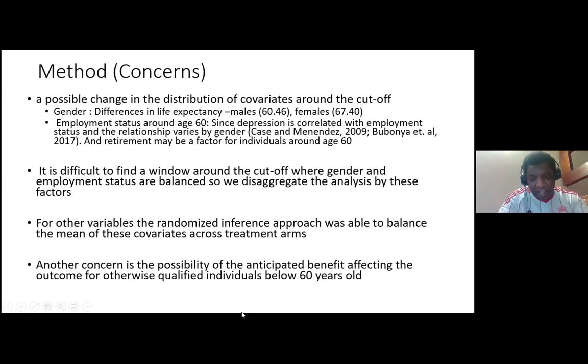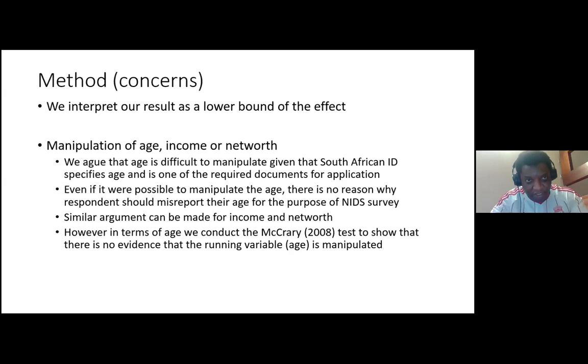I've mentioned this earlier. We interpret our estimate as a lower bound of the effect estimate, because there can be an effect of anticipation. People can anticipate that since they are going to be receiving the grant, that can have an effect on their mental health even before they reach the age of qualification.